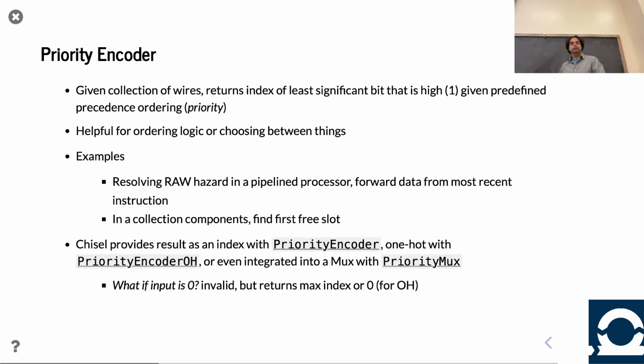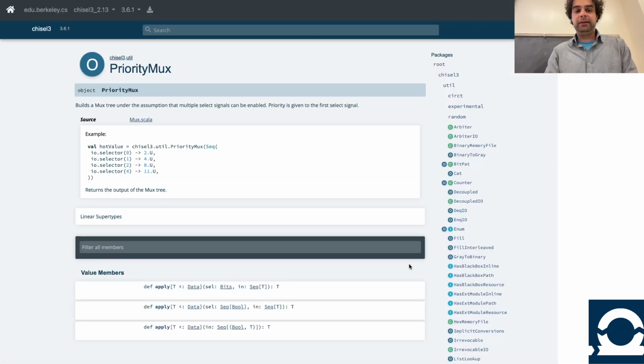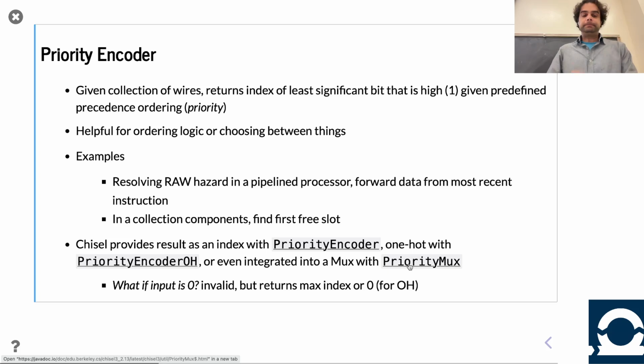And so, once again, Chisel provides logic for a priority encoder. You can have a priority encoder for one-hot output with PriorityEncoderOH, for one-hot. Very commonly, you use a priority encoder to select between things, so it even combines it together with a mux. So these are all helpful things in the Chisel standard library. So go ahead and read the Chisel docs, etc.